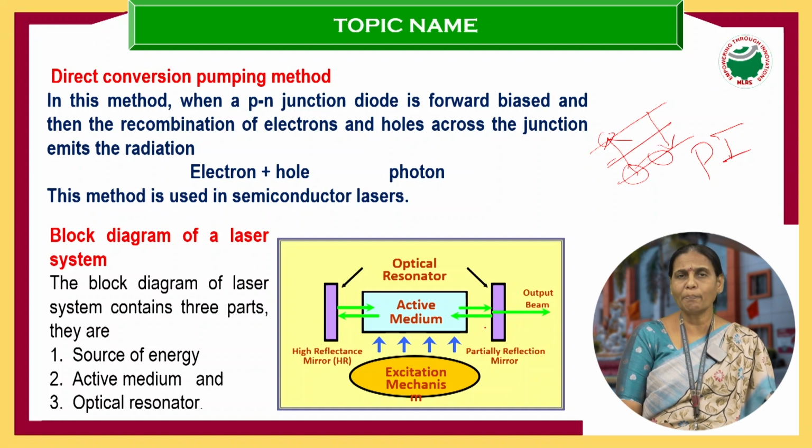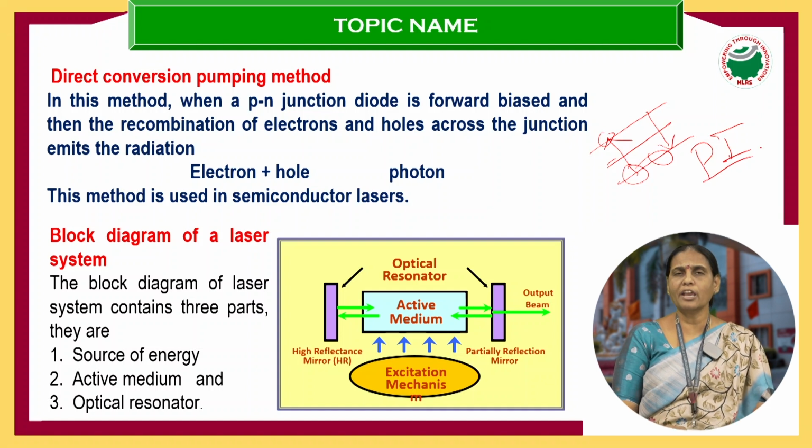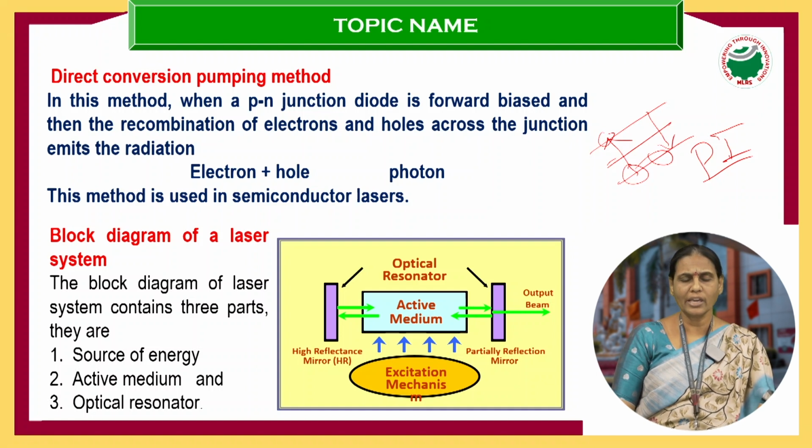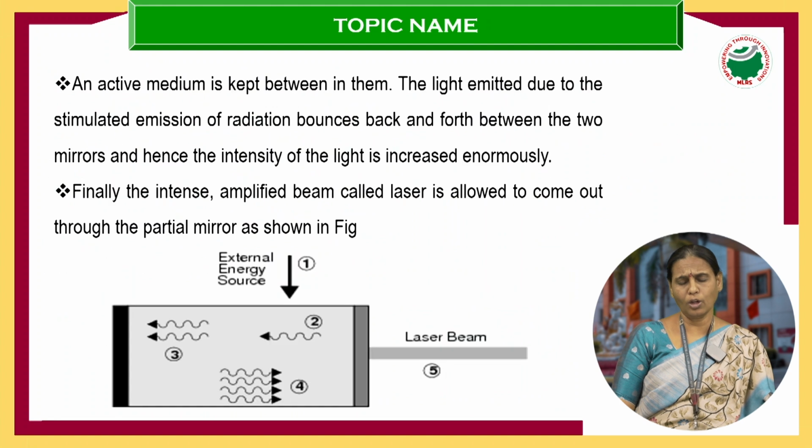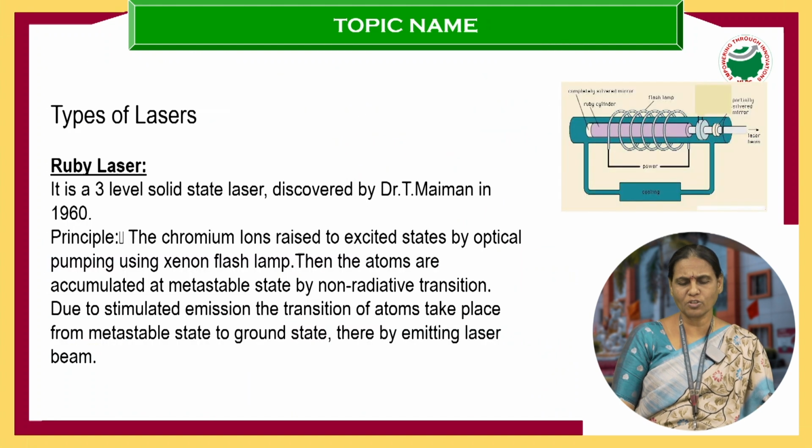And the other end is a partial reflector, that is a 50% reflector. That means along this reflector, only the atoms which are satisfying the population inversion condition will be coming out. This is the purpose of the optical resonator. So these are the 3 main components of a lasing system: source of energy, active medium, and the optical resonator. Okay, so this is about the components of the laser.